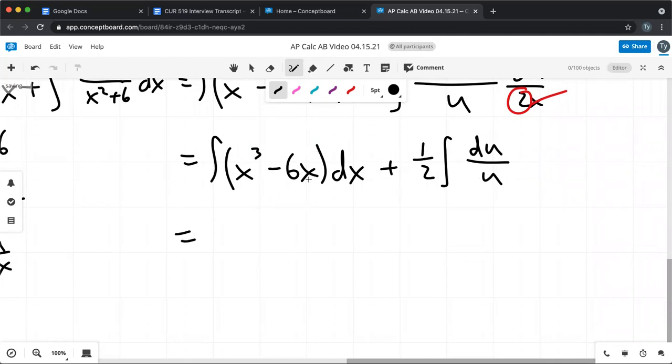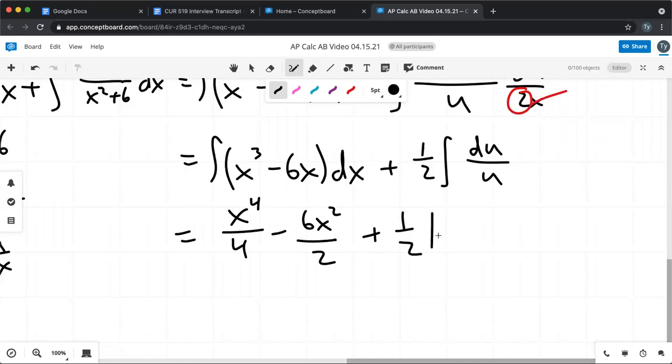Now let's figure out this bit here. This is just power rule, or two instances of power rule for integrals. We increase the power by 1 and divide by that power. Same thing here. We increase the power by 1 and divide by that power. Now moving on to this part, we have plus a half. Integral of du over u is the natural log of the absolute value of u. And of course, this is an indefinite integral or two indefinite integrals. We need plus c.